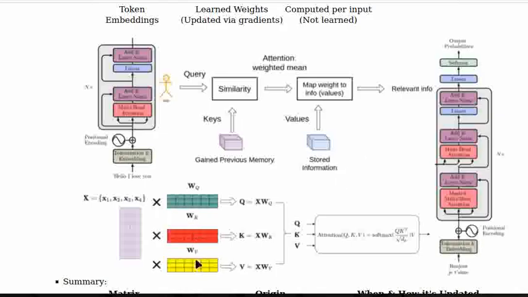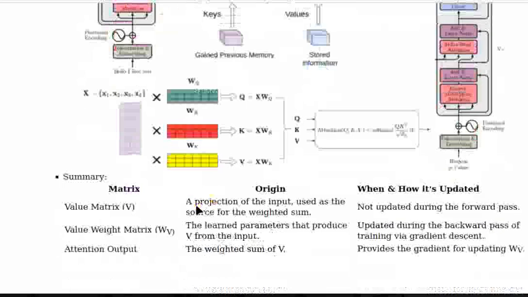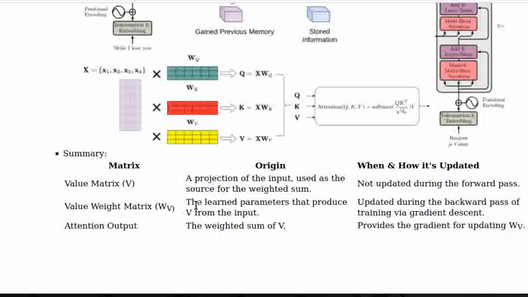The discussions are summarized in this table. The value matrix V is a projection of the input, used as the source for the weighted sum, not updated during the forward pass. The value weight matrix WV is the learned parameters that produce V from the input. It is updated during the backward pass of training via gradient descent. The attention output is the weighted sum of V, providing the gradient for updating the weight matrix WV.